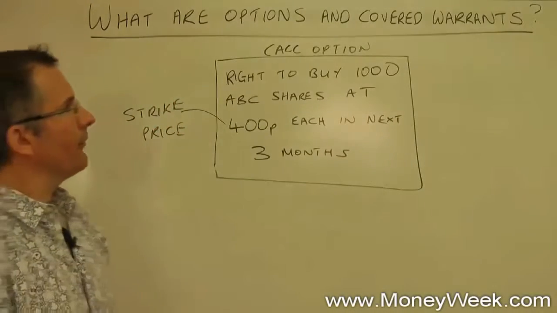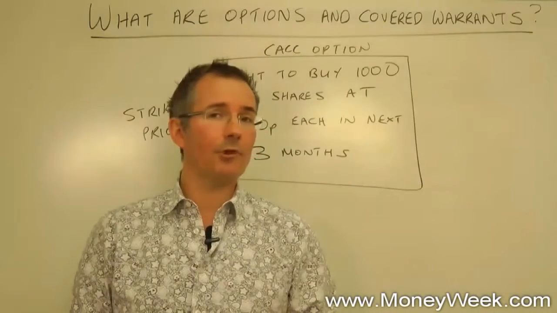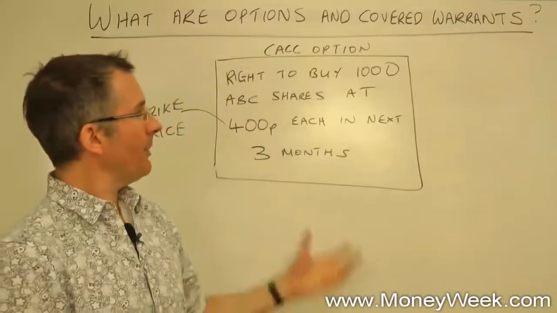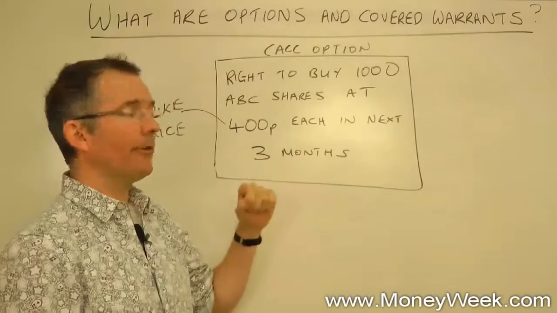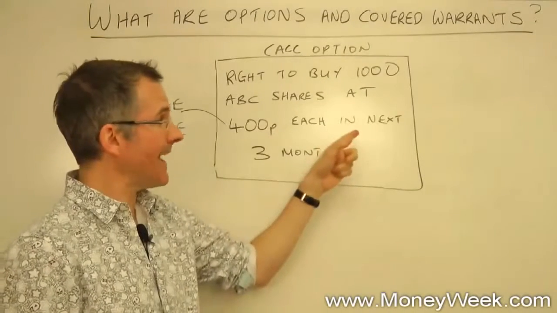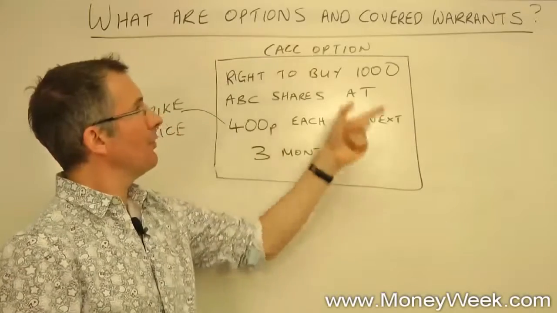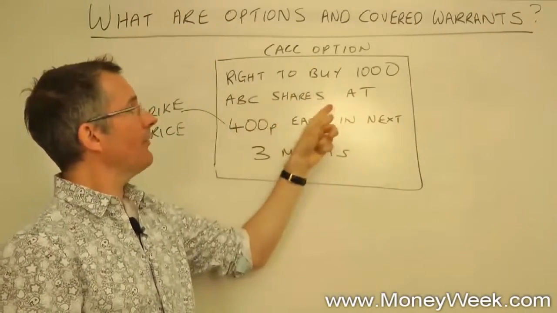So that suggests this piece of paper doesn't have an infinite life. It suggests, in the language of options, that at some point it expires, and that's what options do. If this piece of paper sits in a cupboard somewhere, in 3 months' time it'll be useless. It will have expired, because the contract says sometime in the next 3 months. And the fact this option could be used or exercised to buy 1,000 ABC shares at £4 each.